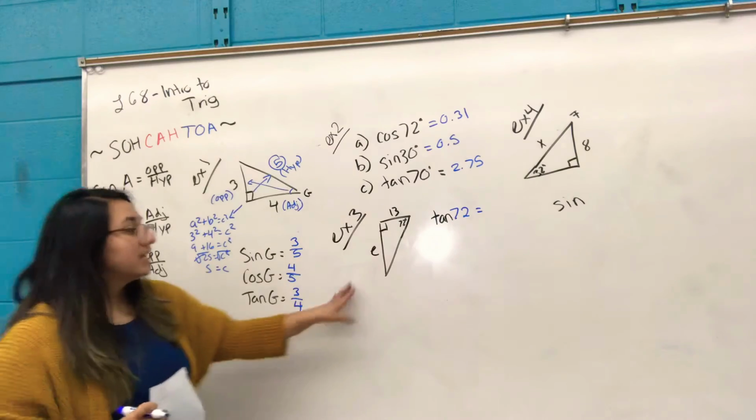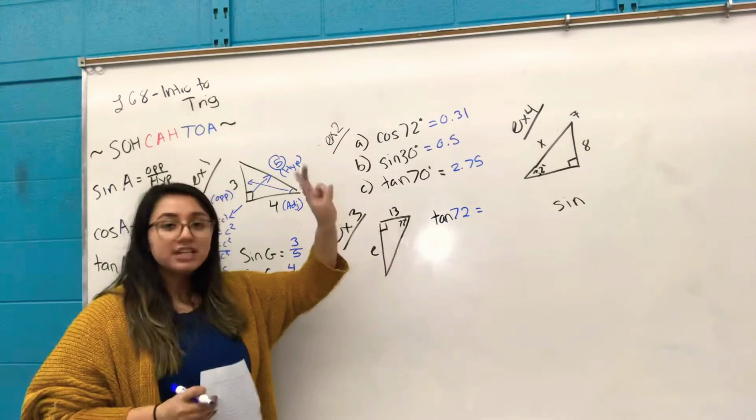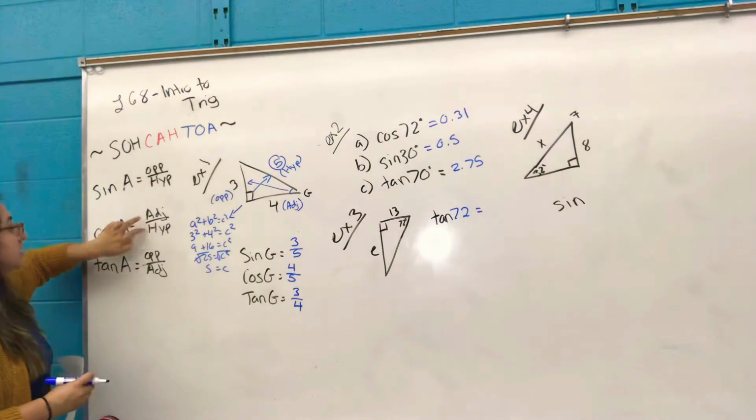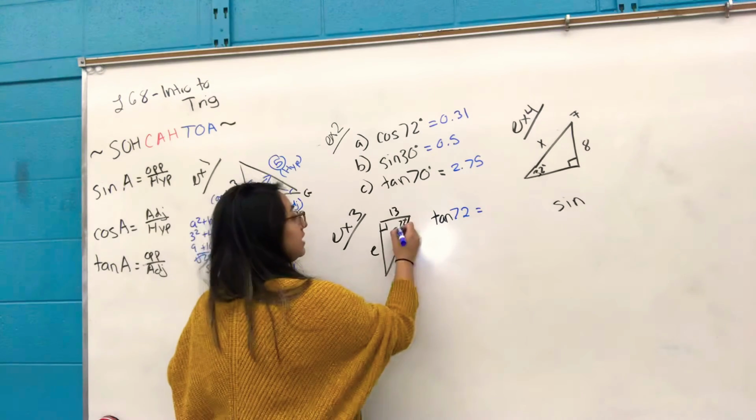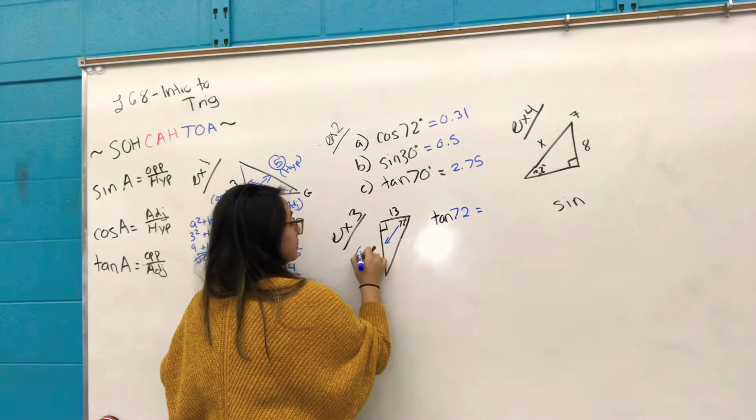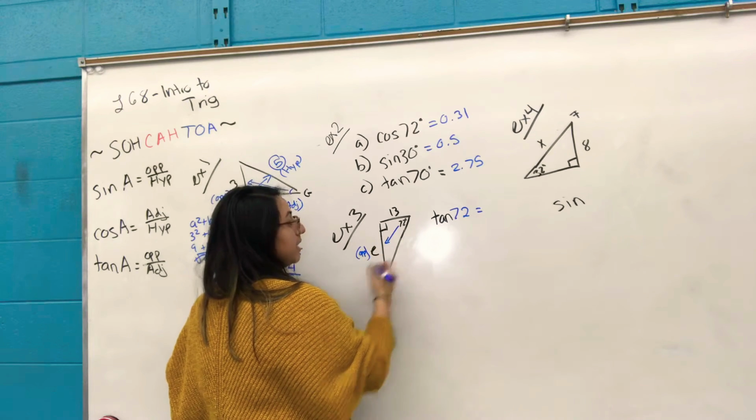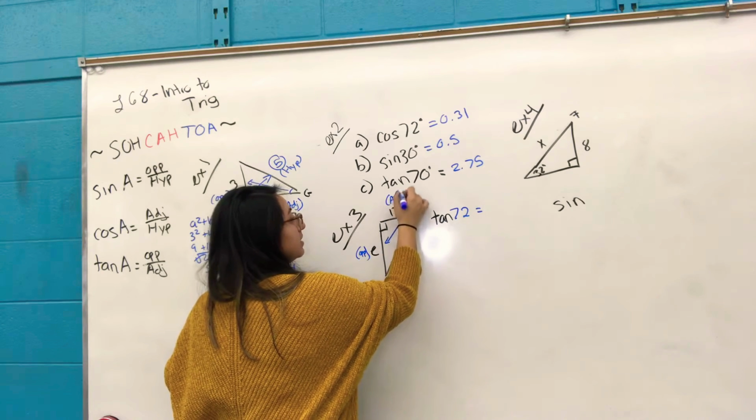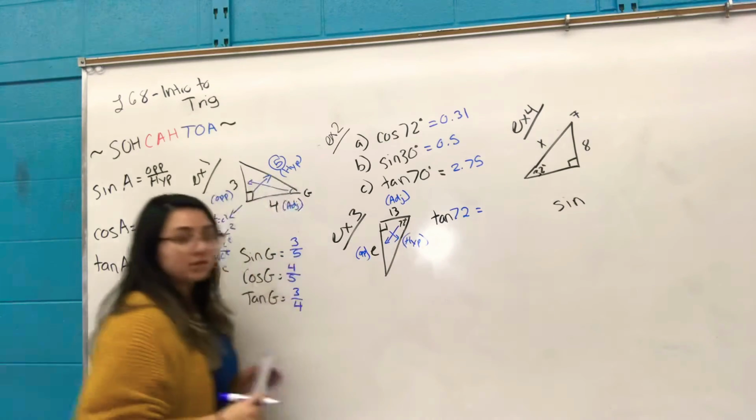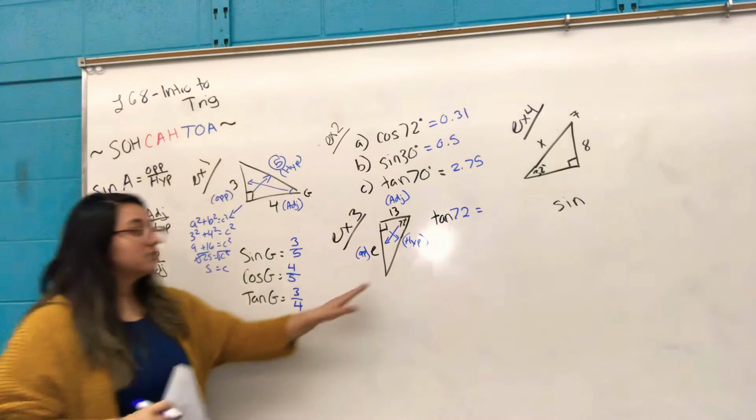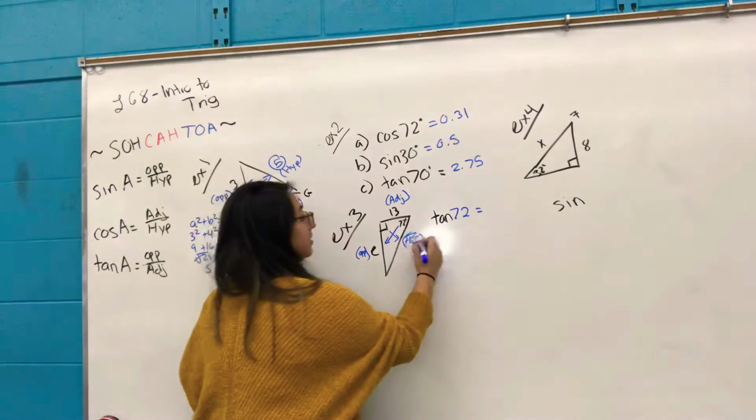So now, looking at tangent. For tangent, I need 2 things. I need my opposite side and my adjacent side. So the opposite side of 72 is E. My adjacent side is 13. This is the hypotenuse. We don't need the hypotenuse. Unless we're looking for all three, we will, but in this case, we don't need the hypotenuse, so I'm going to cross it out here.